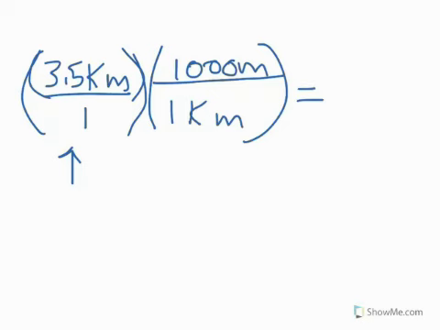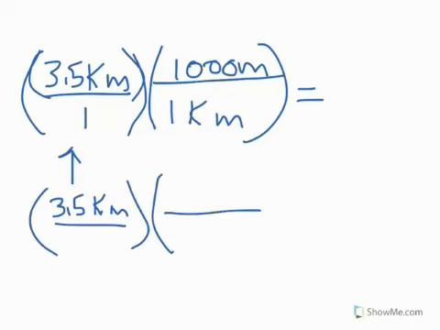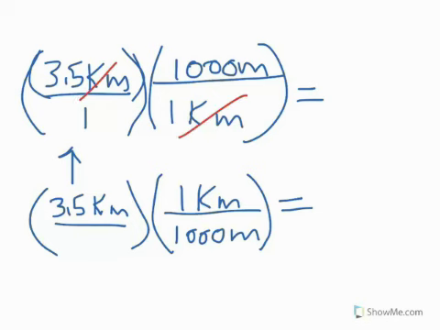So the other way I can do it is 3.5 kilometers. And I also could multiply by 1 kilometer on the top and 1,000 meters on the bottom. One of these is correct, and it turns out that it's the top one, and the reason it's correct is my kilometers cancel. So you want to multiply by 1 such that your units cancel.